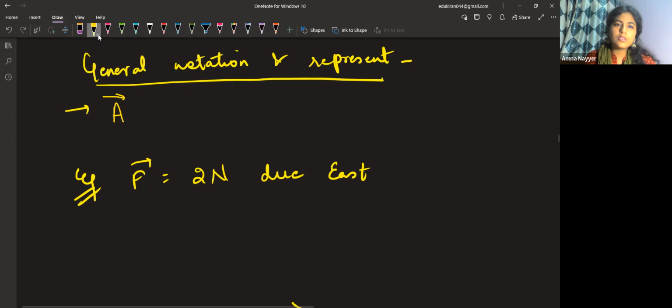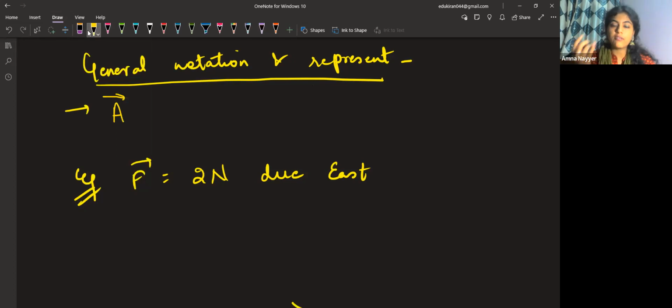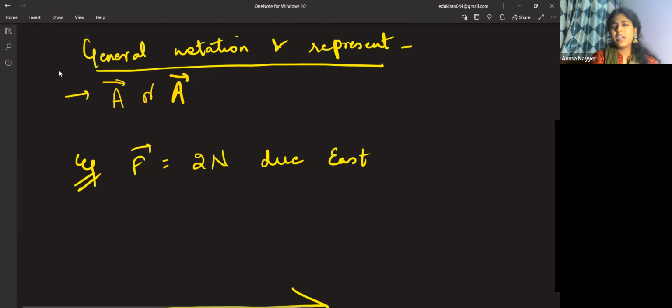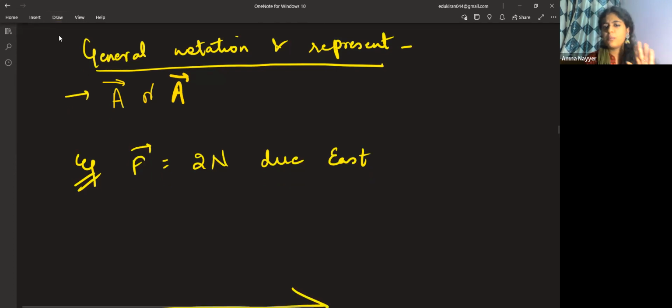Or one more thing, sometimes in some books, your reference books apart from your NCERT, if you search, you will see one vector is written like this. Everything is written in a font which is not bold, but one letter, without the arrow, is made bold. So boldness shows that it is a vector quantity. But usually, even if it's a vector quantity, it is just written with the arrow on top. Now, suppose this is written: force is equal to 2 Newton due east.